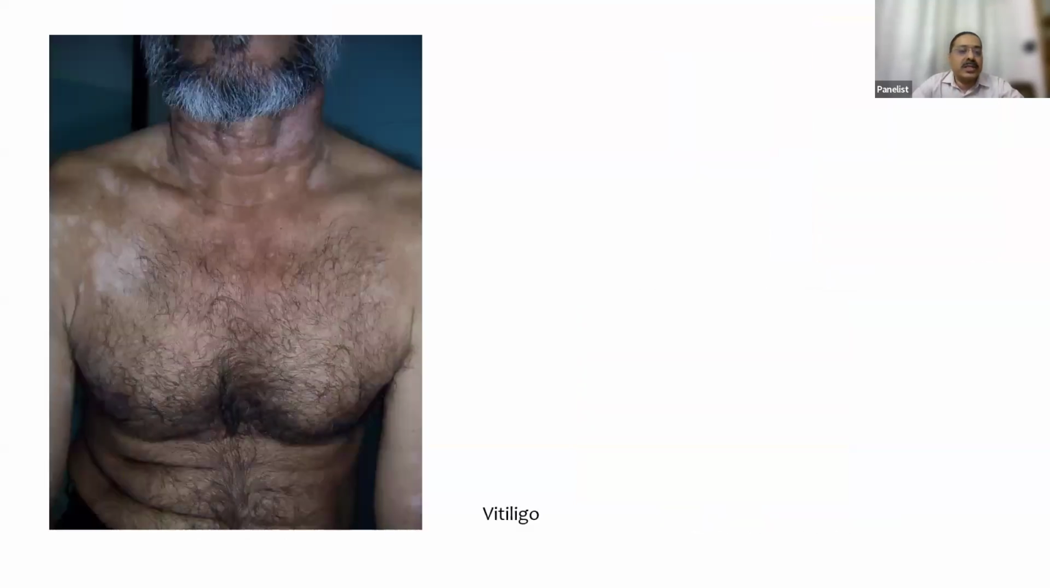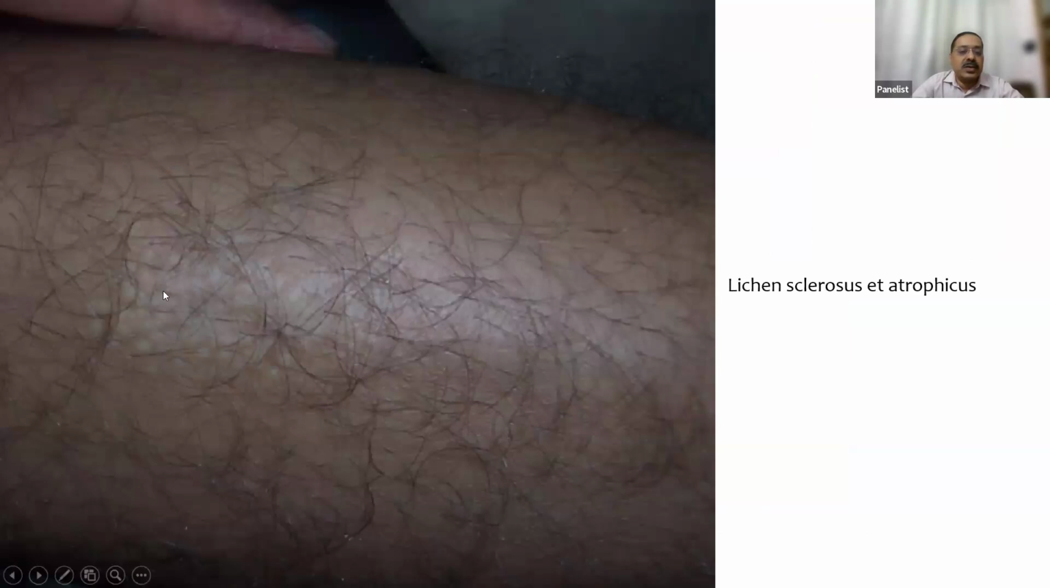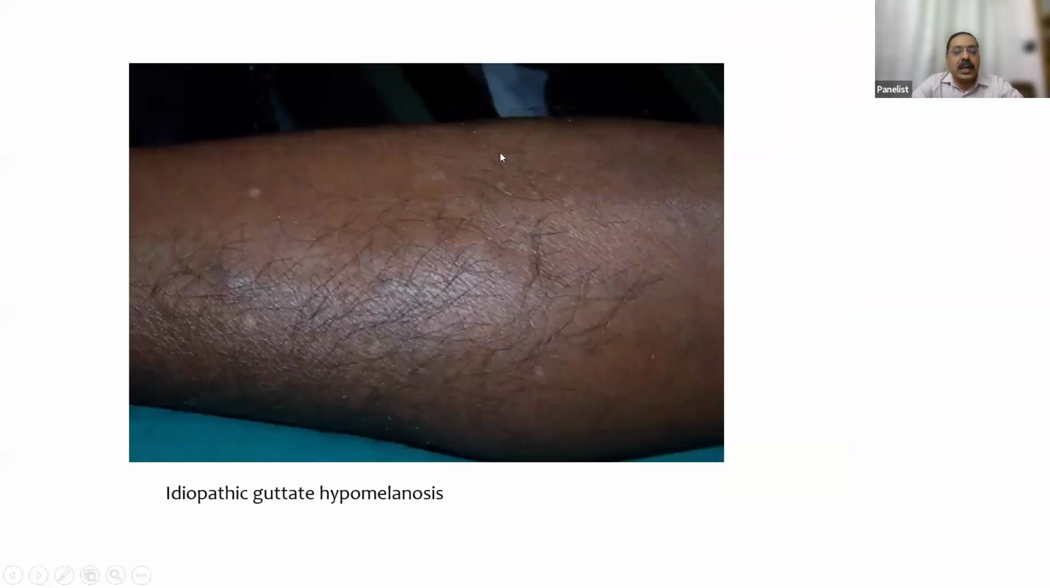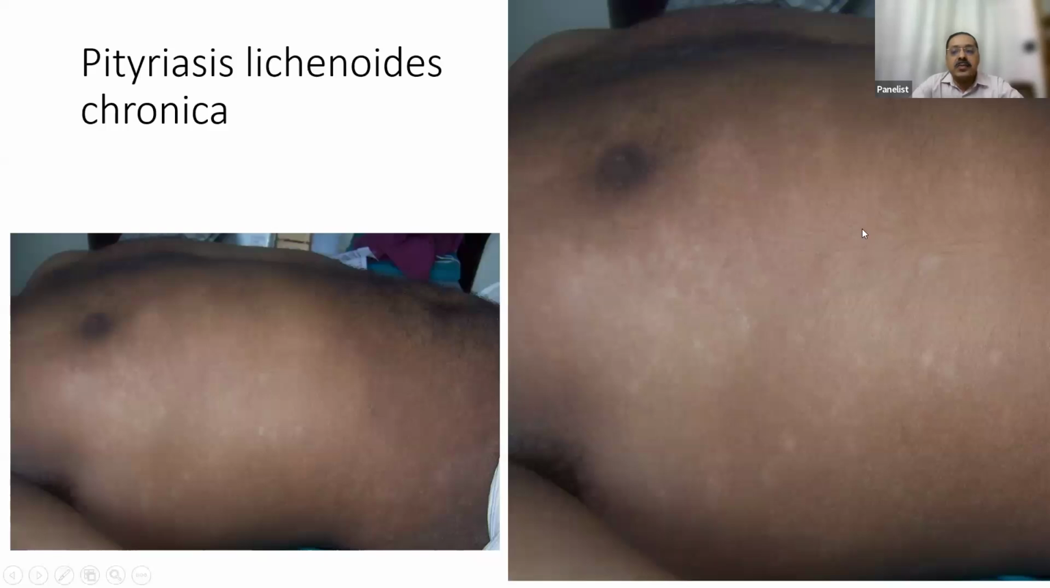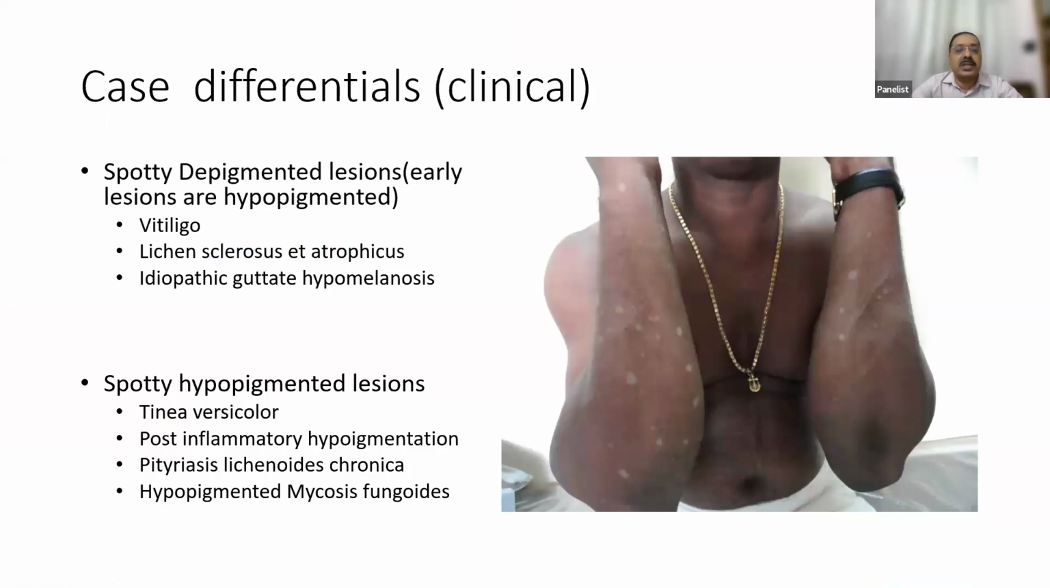So this is a close-up of a vitiligo lesion. Lichen sclerosus atrophicus, you can see a glazed appearance here and multiple small grouped lesions. This is in an elderly patient, you see depigmented lesions scattered here and there. And this is classical pityriasis lichenoides chronica. Here you will find hypopigmented lesions, but initially they will start off as small papular eruptions. They become scaly and then they leave behind a hypopigmentation. But when this sort of distribution is seen, we call it pityriasis lichenoides chronica. Now, this case had differentials, the same differentials which I spoke about, we had in mind. So the pathologist has to resolve this conundrum.